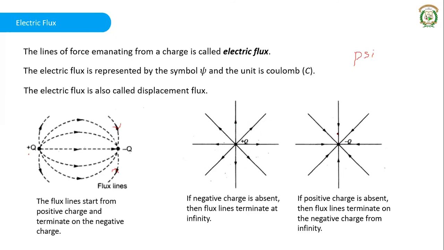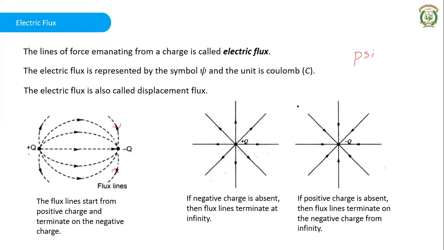If it is a negative charge, the direction is into the charge. From infinity, they will terminate or end on the negative charge this way. So these are the lines of force, right? So they are also called the electric flux.